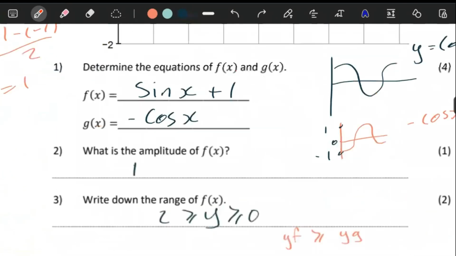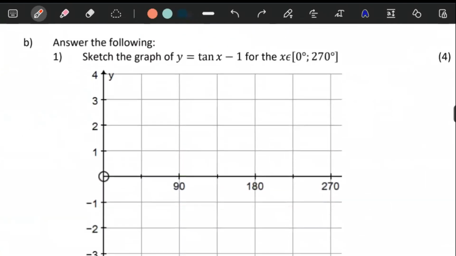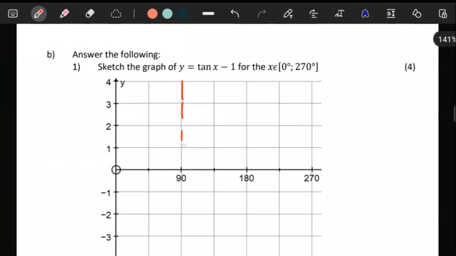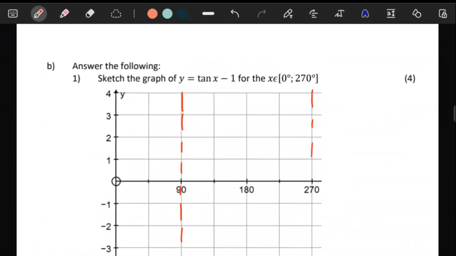So let's move on to B. It says, answer the following. Sketch the graph of this from 0 to 270. So before you sketch, you can easily put your asymptotes first for a standard tan graph. Your first asymptote is at 90. The other one is at 270.